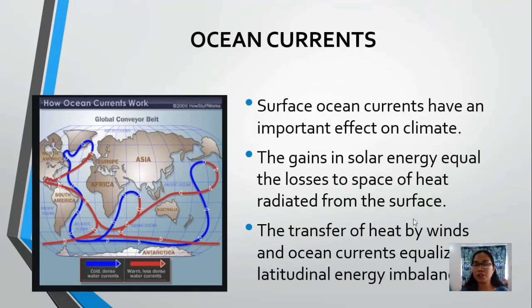Okay, now to summarize how ocean currents are being control of temperature, we have here surface ocean currents have an important effect on climate. The gains in solar energy equal the losses to space of heat radiated from the surface, and then the transfer of heat by winds and ocean currents equalizes the latitudinal energy imbalances. Okay? So nga, poleward currents carry warm water with them, and then yun namang mga equatorward currents carry cold water with them, so that there will be balance in the heat distribution. Okay, next.